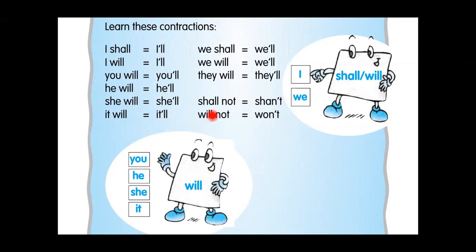And see over here, shall not, will not. So these are negatives. When you are not agreeing with something and when you don't want to do something, you can say shan't. Shall not becomes shan't, and will not becomes won't. Just now we have seen the sentence, she won't do the homework. So will not becomes won't.